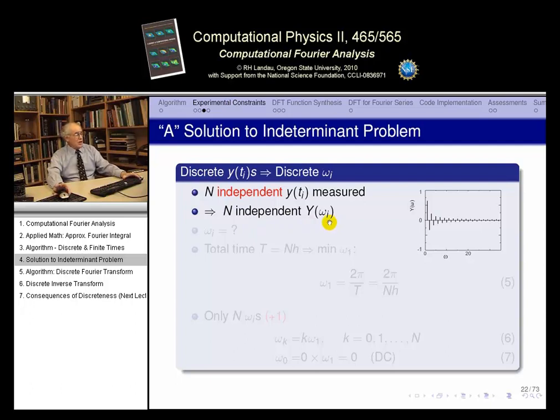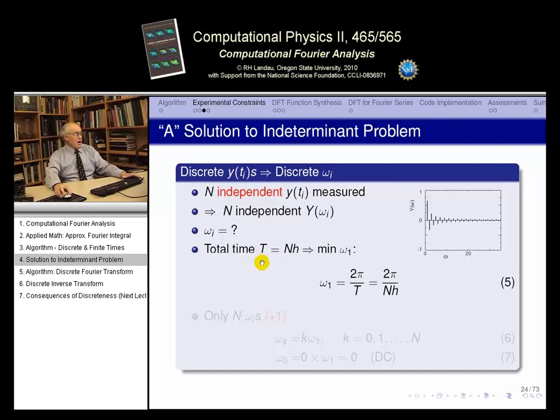It has to? Well, let's say that's the best you can do. If they're independent values and they're good values, then we can't get more out than what we've measured. That's the best we can do. Okay? What are the values of omega sub I? That requires some thought. And it's kind of subtle. It's like a scaling problem. And you have to think about this. And it's often the most confusing part of the discrete Fourier transform.